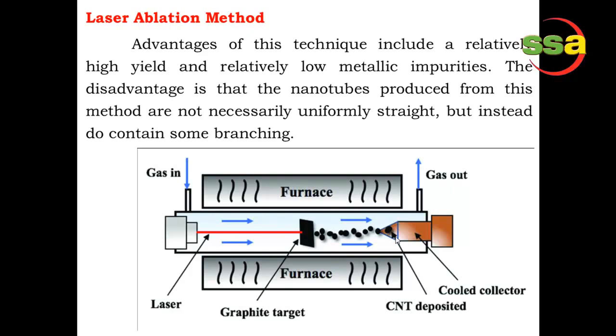That means by the laser ablation method we can get better purified carbon nanotubes and faster synthesis times compared to arc discharge methods. But it also has some disadvantages: nanotubes produced from this method are not necessarily uniformly straight, but instead contain some branching like this.